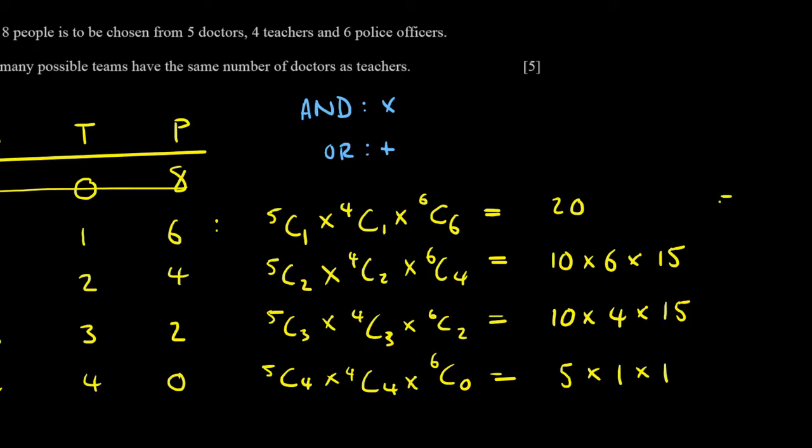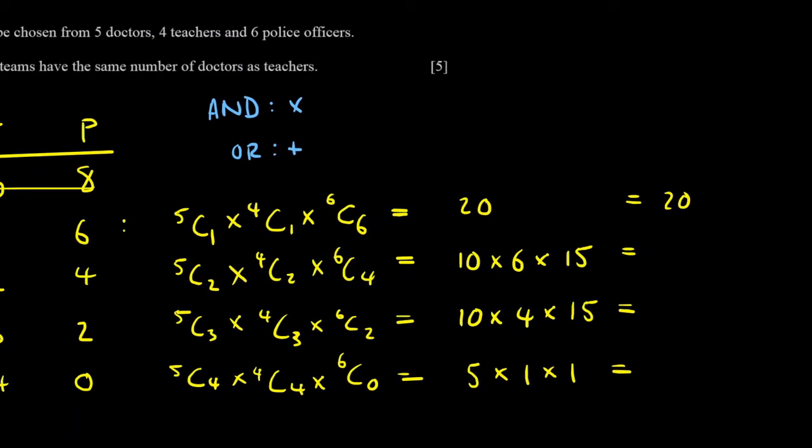So let's just simplify all of those as well. So we've got 20 there. So we want to do 10 times 6 times by 15, 900. 10 times 4 times 15, 600. And 5 times 1 times 1 is 5.